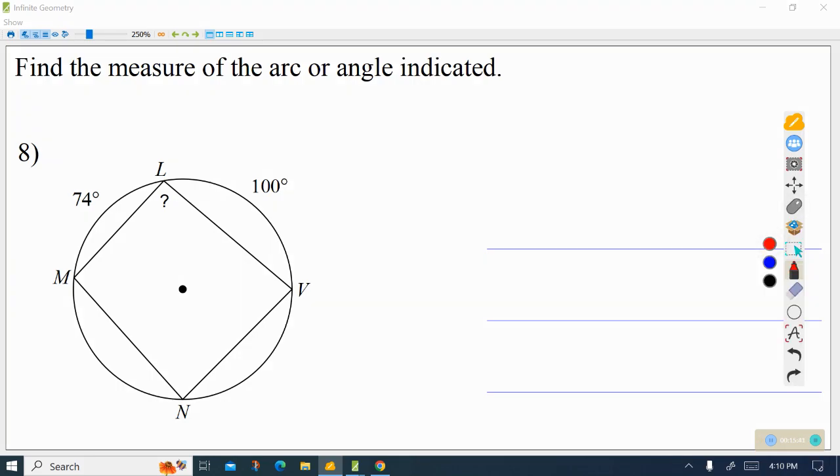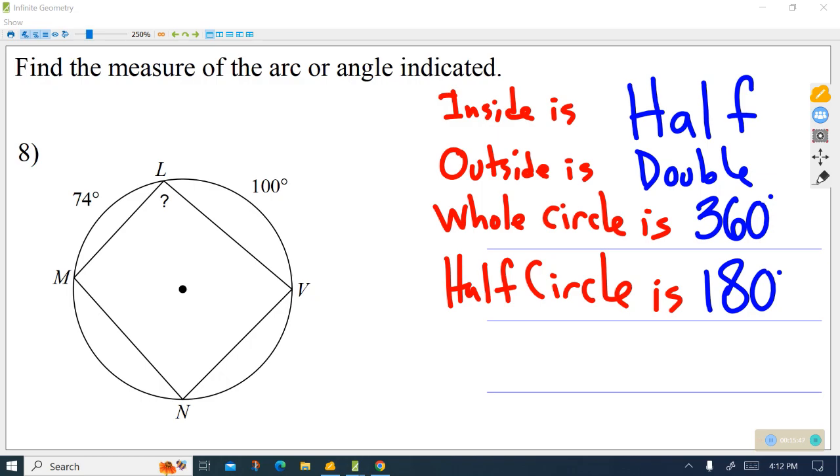Alright, we said inside is half, outside is double, the whole circle is 360, and half a circle is 180, right? Well, where would we start right now? Think about it. What's your mind telling you right now, okay? The first thing we should realize is, well, we're kind of stuck right now. It looks like we can't do inside is half. It does look that way, right? And it looks like we can't do outside double. Whole circle is 360, half circle is 180. It looks like we can't do any of those.